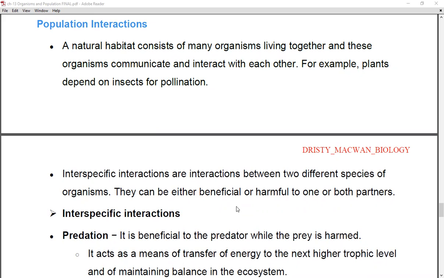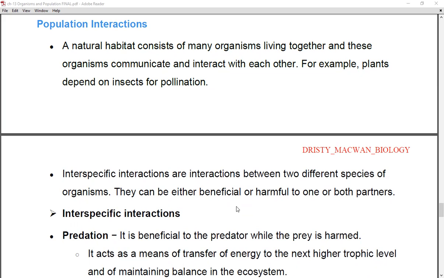Today we are going to see the 12th science biology, and we are going to resume chapter 13, that is organisms and population. We have already covered almost all the topics of this chapter. Today we are going to see the last topic of this chapter, and that is population interactions, right? This is one of the questions which can be asked in short questions, which is regularly asked, so kindly keep your attention over here.